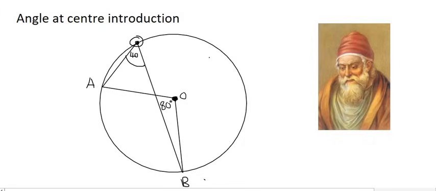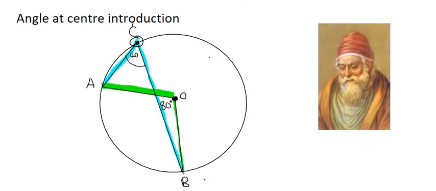Because if I go from A to O, and I go from B to O, I can also get to angle C, which I should label, by starting at A and B as well. And so we can see that angle O and angle C come from the same points, point A and point B. And so when that happens, the angle at the center will always be double the one on the circumference.